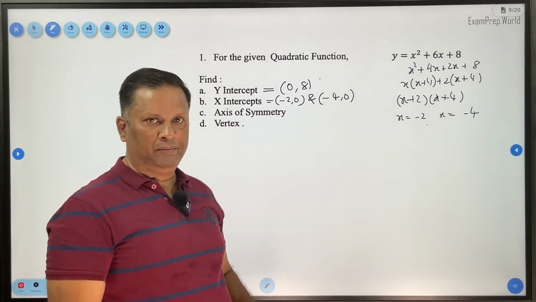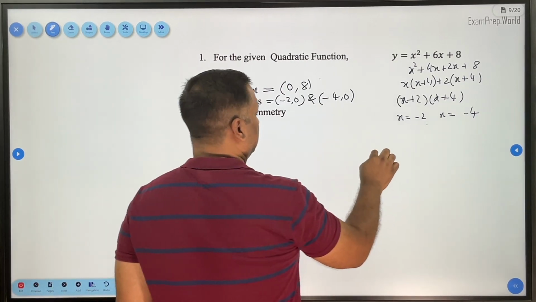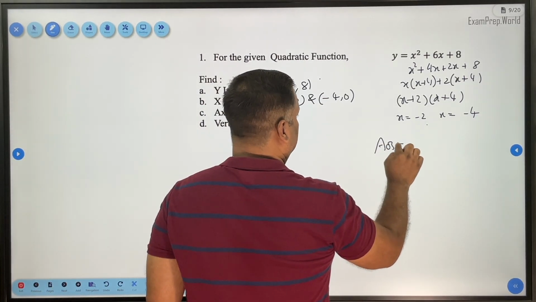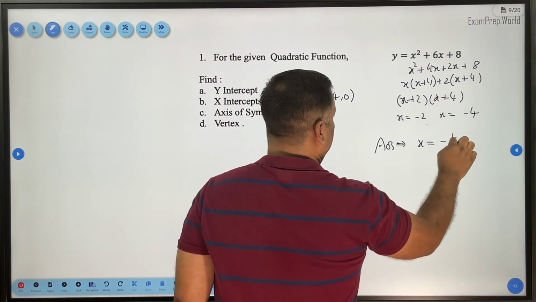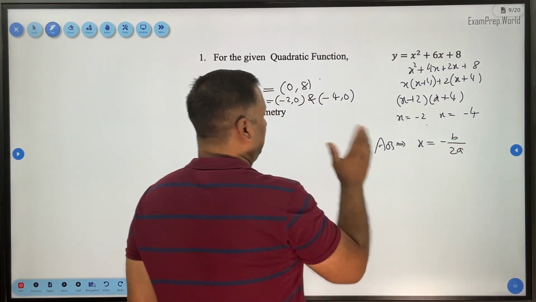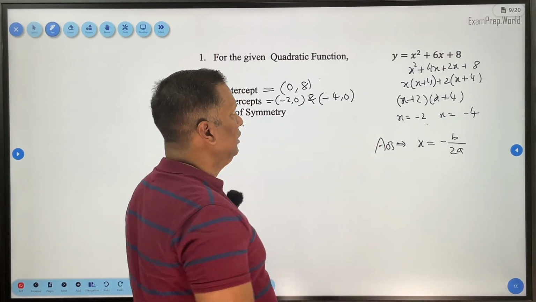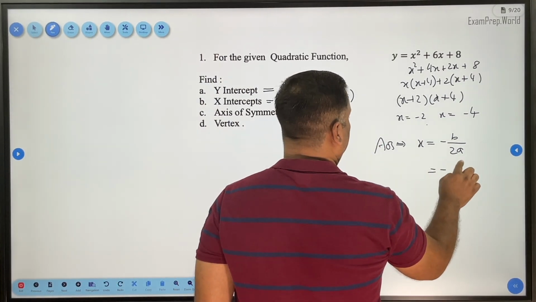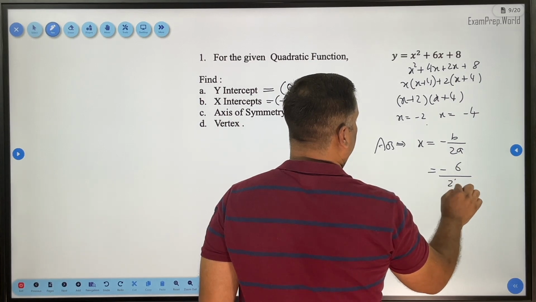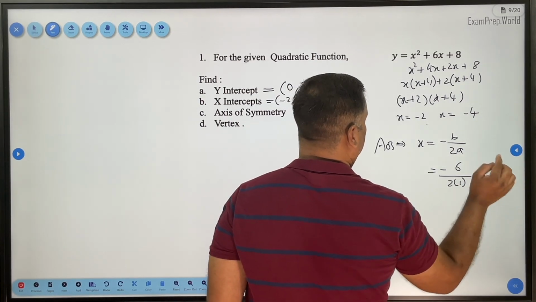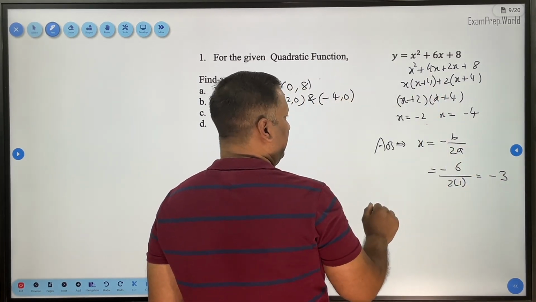Axis of symmetry, okay, AOS. AOS is x equals minus b over 2a. I am not doing the midpoint method because there is no graph here. Let us do this method. Okay. So, minus b is negative 6 by 2 into 1, which is negative 3. Input negative 3 there.